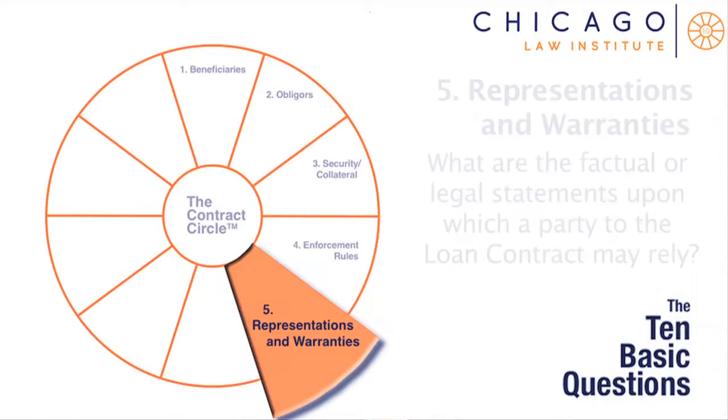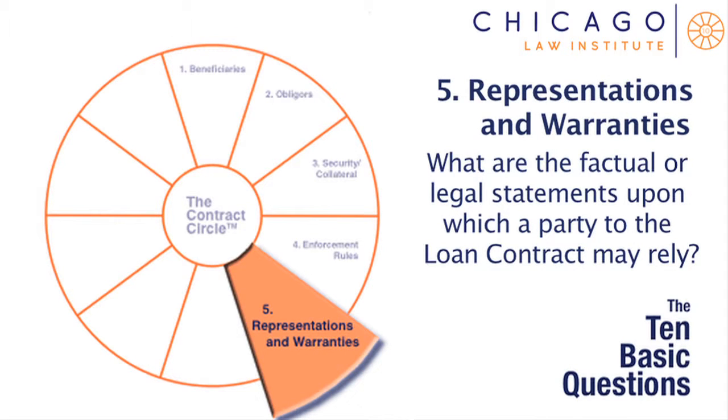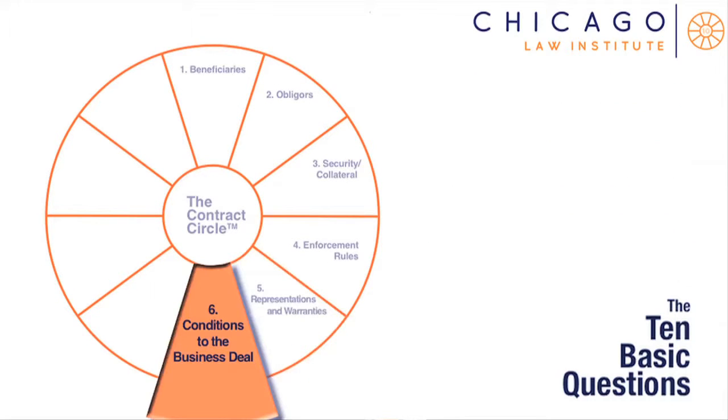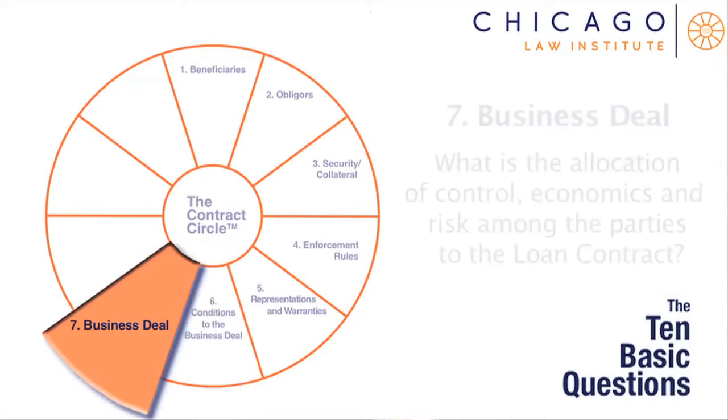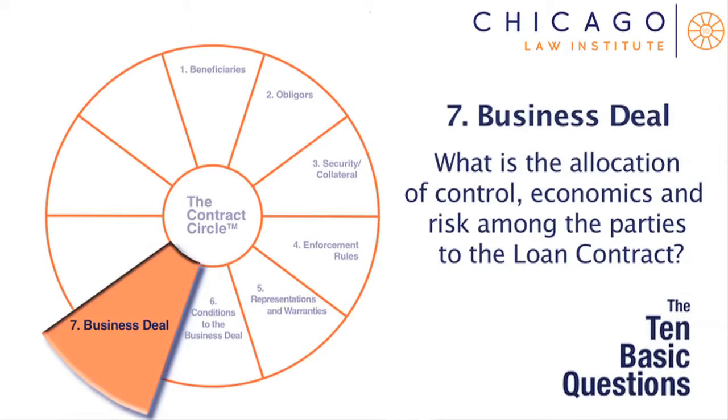Number 5, representations and warranties. What are the factual legal statements upon which the parties to a loan contract may rely? Number 6, conditions of the business deal. What has to happen or not happen in order for a party to be obligated to perform underneath the business deal? Number 7, the business deal. What is the allocation of control, economics, and risks among the parties to a contract?